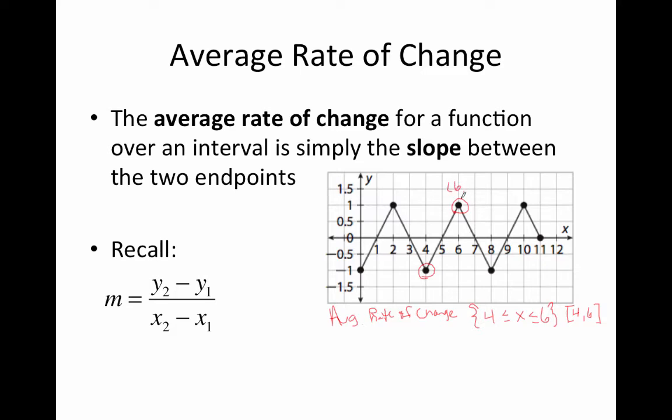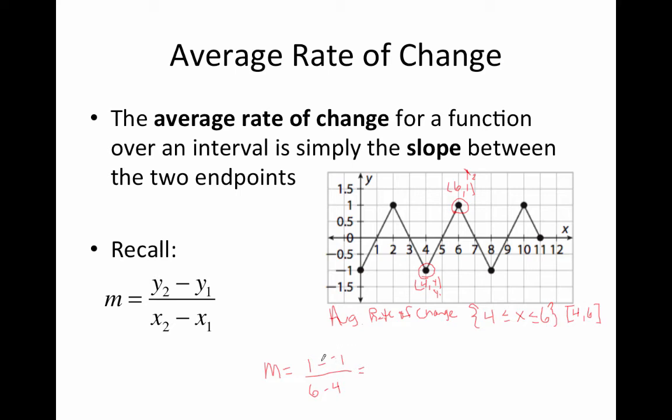So at 6, y is at 1, so 6 comma 1 is the coordinates of that point. At the left end point here, we're at point 4 comma negative 1, because we're below the x-axis. Now we're just going to plug all this information into our slope formula. So m equals y2, which is the 1 here, minus y1, which is negative 1, over x2, which is 6, minus x1, which is 4.